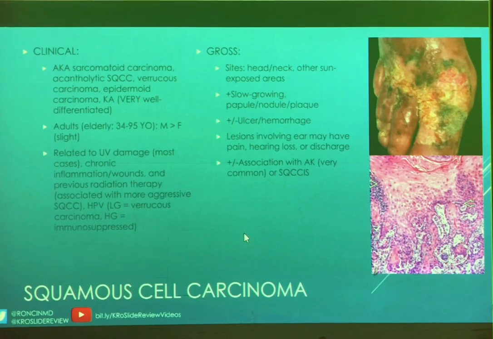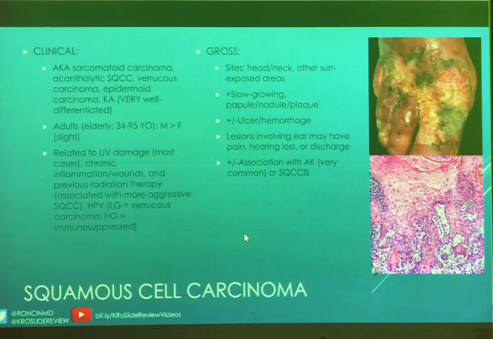So where we were talking last week about stasis dermatitis and these chronic wounds on the legs and feet that don't heal, this is why they want to keep track of those. This is why they will biopsy those wounds. Also, you want to think about patients who previously had radiation therapy. Radiation therapy tends to always make things a little more aggressive, so you want to keep that in mind.